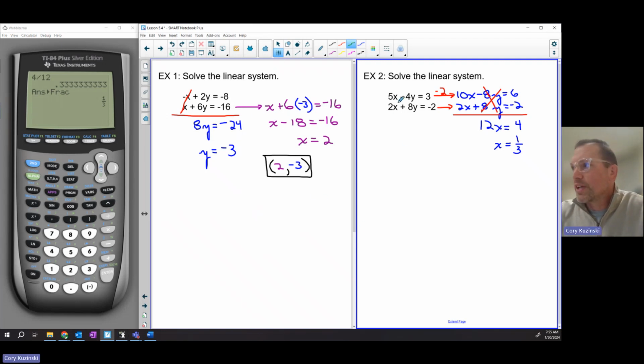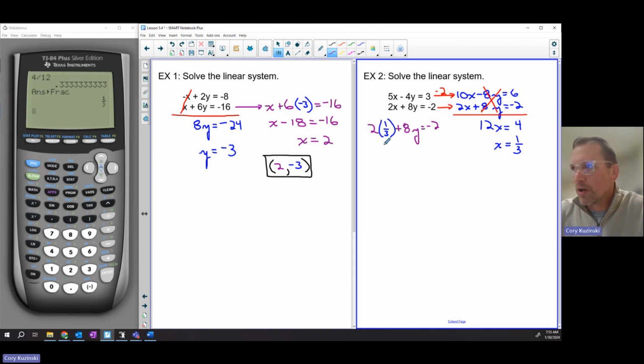Here we go. Now we can take this 1/3 and plug it into either equation. I don't see any benefit to one or the other here. So I'm just going to take the bottom equation here. I'm going to do 2 times x, which is 1/3, plus 8y equals -2.